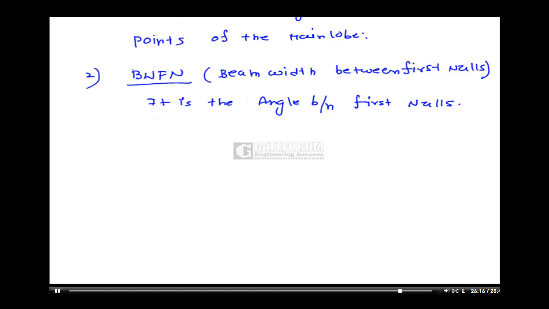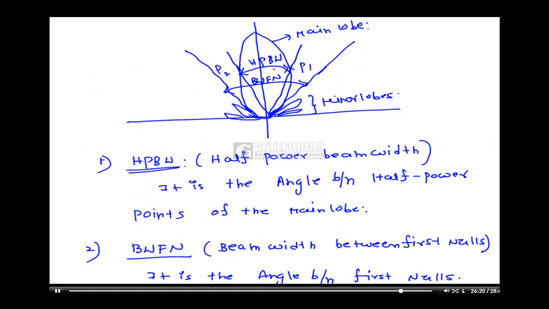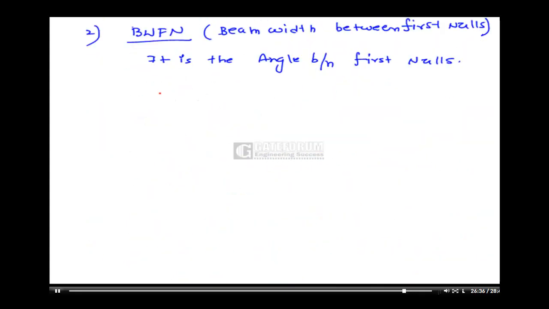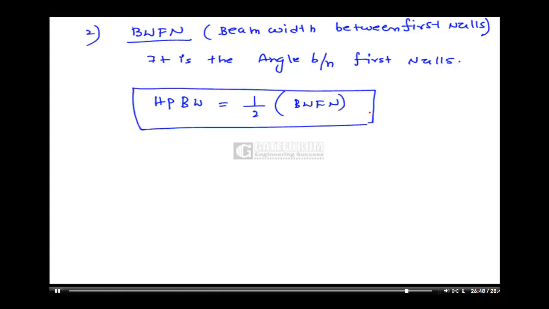Another important definition is isotropic radiator. How can we define it? This is a hypothetical antenna which radiates equally in all directions. This is not a practical one, because no antenna radiates equally in all directions. That's why we are calling it a hypothetical one, which radiates equally in all directions.